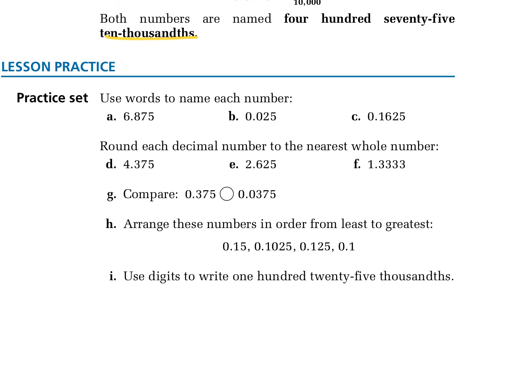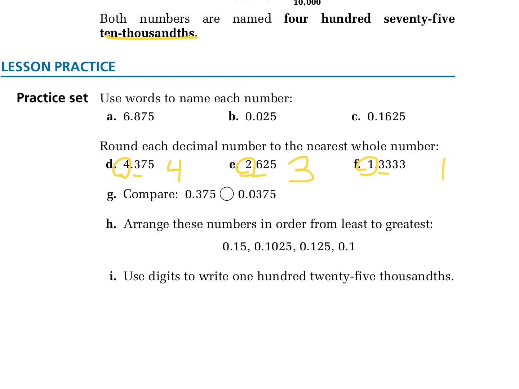Second set, round each decimal number to the nearest whole number. So I'm going to look at the whole number and the number to the right. 3 would make the 4 stay at 4. I got 2. The tenths is a 6. 6 would make the 2 go up. It's closer to 3. And then F is 1 and 3,333 ten thousandths. So I'm going to look at the 1. The 3 is closer to 1.